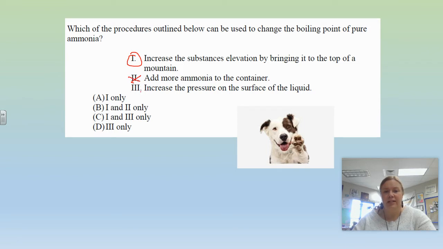And the final thing is increase the pressure on the surface of the liquid. Now, this is considered like vapor pressure, but if you think about this, if pressure is pushing down on the surface of a liquid, then it's going to be harder for molecules to escape that liquid. So that can, in fact, change the boiling temperature. So question 1 is going to be C.